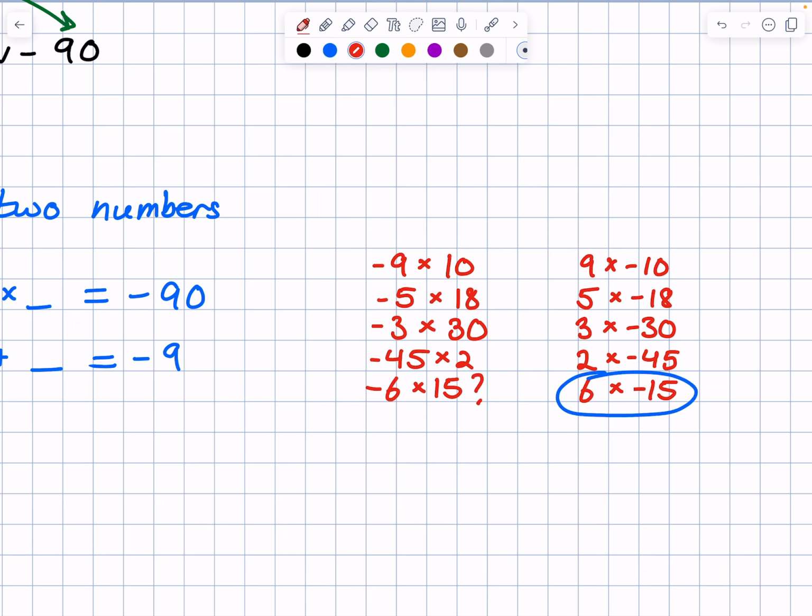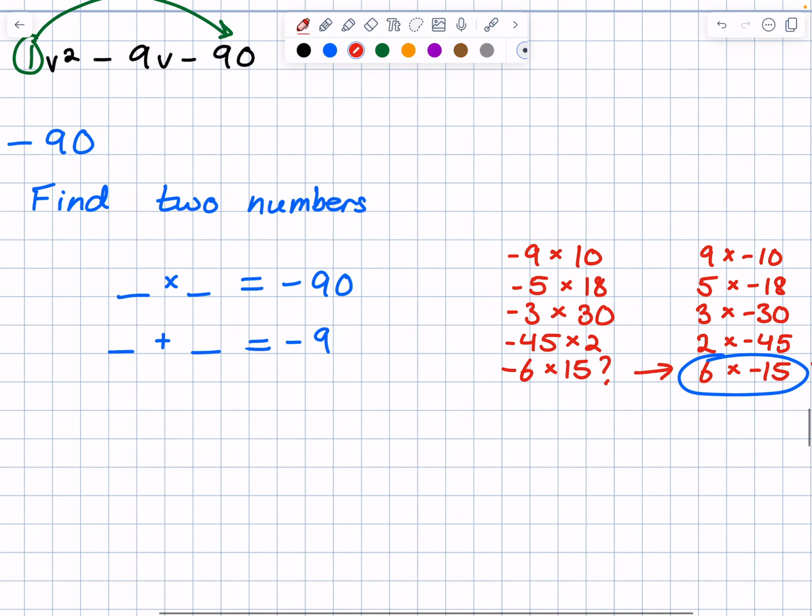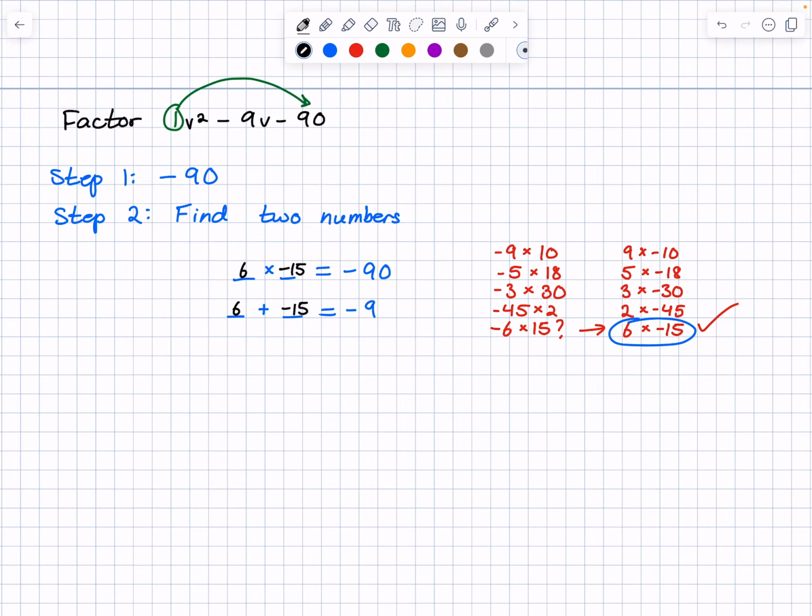So I would normally say close. This one is right. And then let's put these numbers here and we'll check it. So we've got 6 and negative 15, and you check it. You say, well, 6 times negative 15, yep, that is in fact negative 90. And then you can say 6 plus negative 15. Yep, that is in fact negative 9. So we did it. We found 2 numbers.